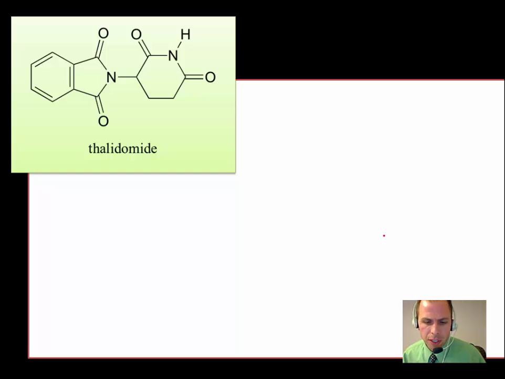One of the most intriguing isomers that I like to present to my students has to do with this molecule right here, thalidomide. Thalidomide in the 60s was a drug that was prescribed to pregnant women to help them combat morning sickness. Not only that, it was used as an antidepressant, and it seemed to work quite well.